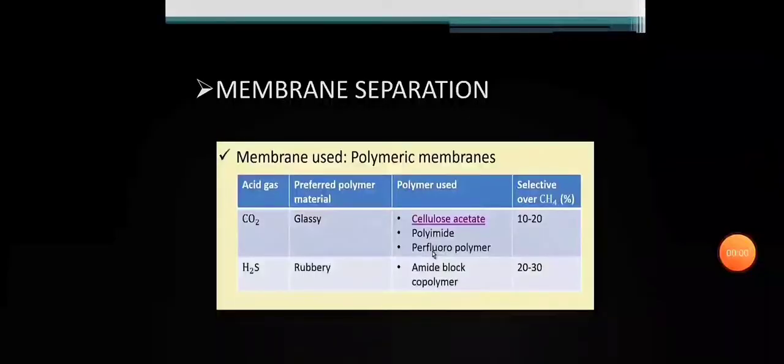Now the second one is membrane separation. Membrane separation is a technology which selectively separates material via pores or minute gaps. For CO2 removal, we use glassy membranes made up of cellulose acetate, and for H2S removal, we use rubbery membranes made up of amide block copolymers.